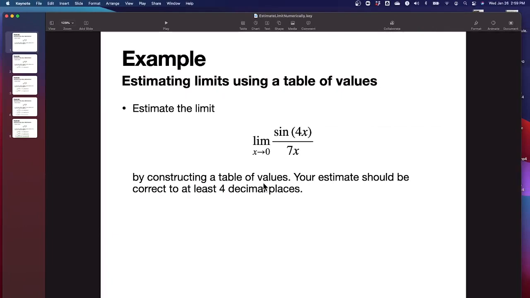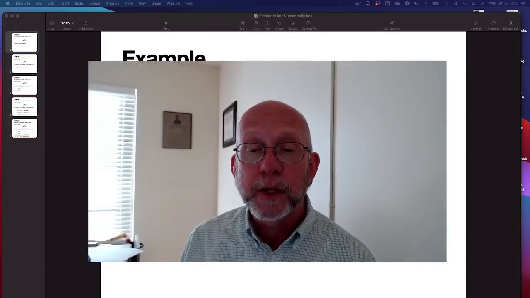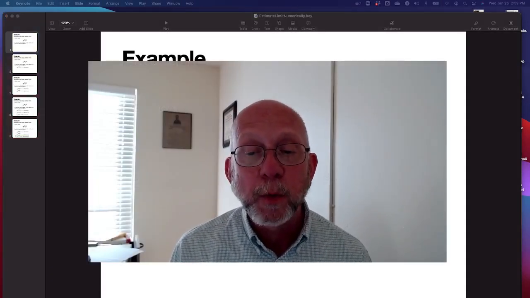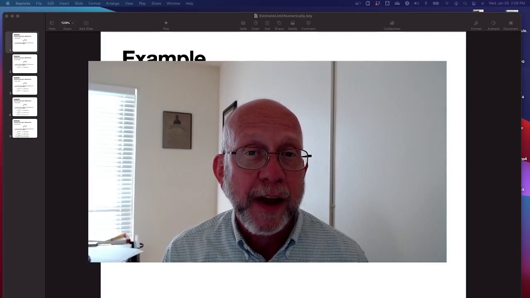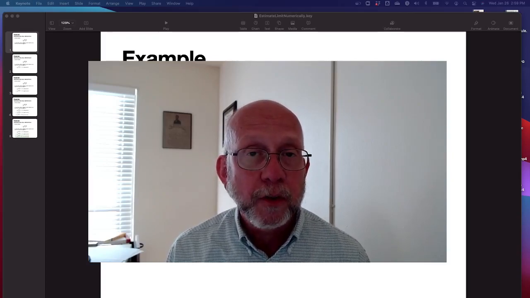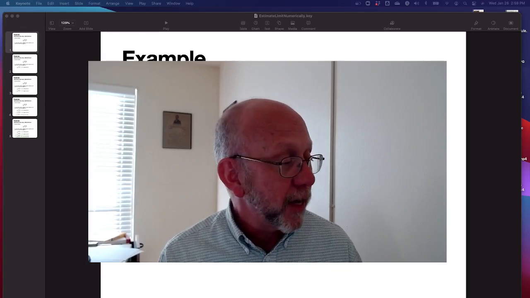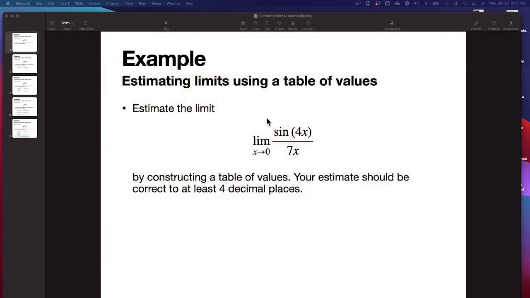Suppose we had an example like this one. In this example, we want to estimate the limit as x approaches 0 of the function sine of 4x divided by 7x by constructing a table of values. Our estimate should be correct to at least 4 decimal places. So this is a problem in which using a table of values is a really good idea because of that 4 decimal places of accuracy that's required. It's hard to read off 4 decimal places of accuracy from a graph, but with a table of function values you can do it. And as I mentioned, Desmos is a good way to build that table of function values.